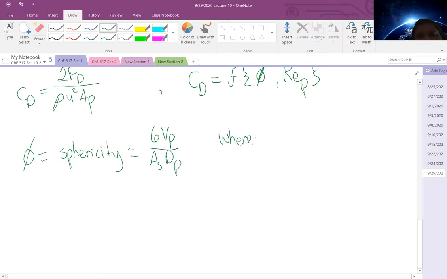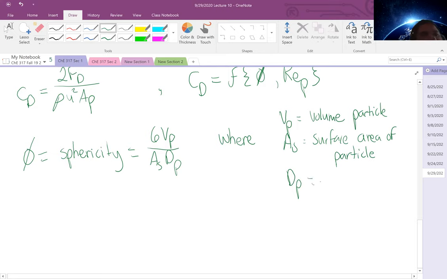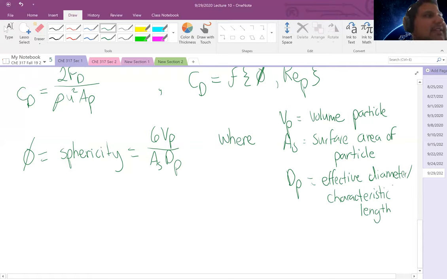Six times V sub P divided by A sub S times D sub P, where V sub P is the volume of the particle, A sub S is the surface area of our particle, and D sub P would be our effective diameter. It's also known as a characteristic length. We'll talk in terms of characteristic length a lot of times, especially when we get into heat transfer.